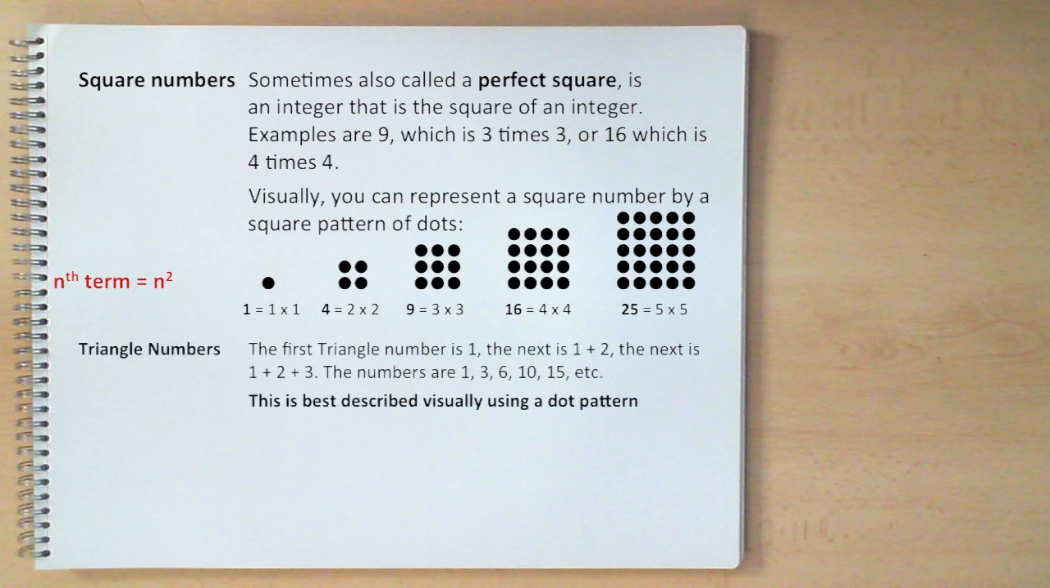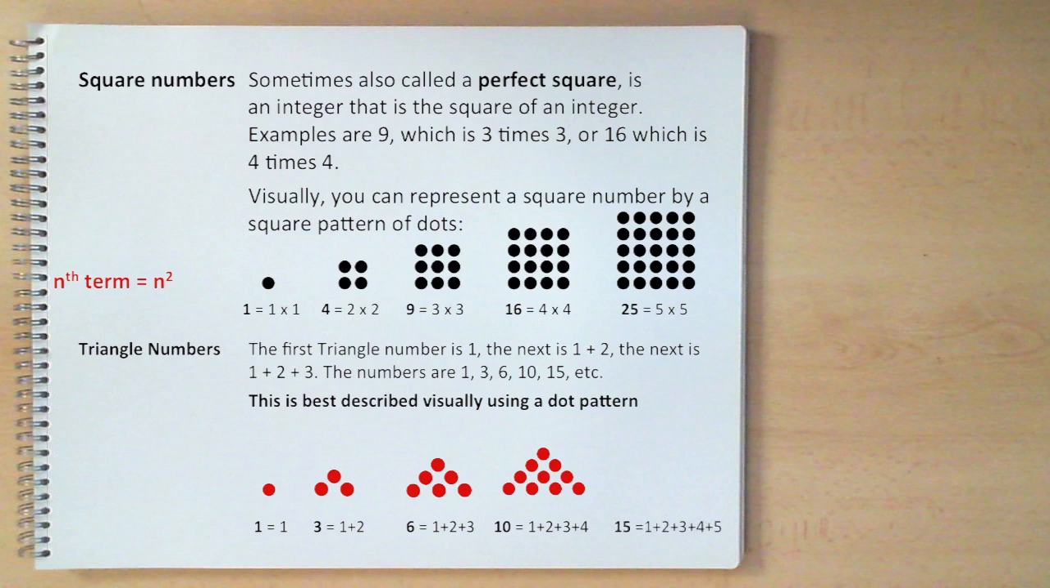Okay, the second one, triangle numbers. First triangle number is 1, and the second triangle number is 1 plus 2, which is 3. The next triangle number is 1 plus 2 plus 3. The fourth one is 1 plus 2 plus 3 plus 4, and so on. So we're adding up all of the numbers that we've got to. Visually, it's quite interesting to see how this goes. If you play snooker or pool, you'll recognise this shape. It's the way that spherical balls fit together in a pyramid.